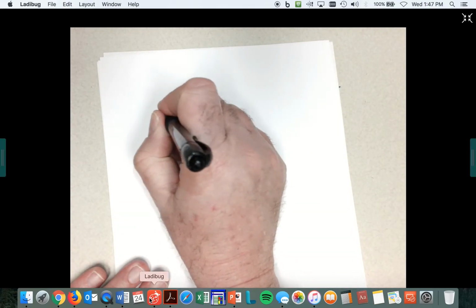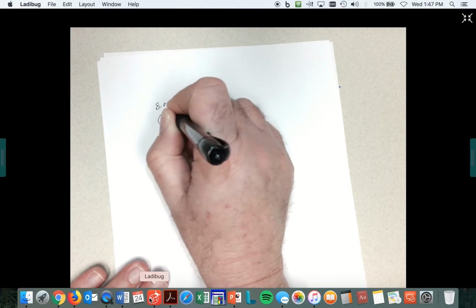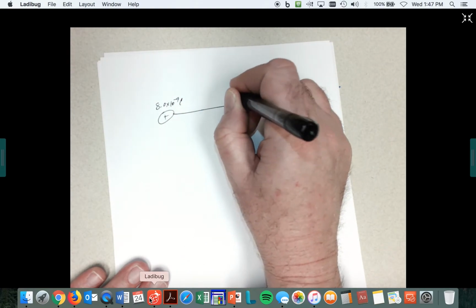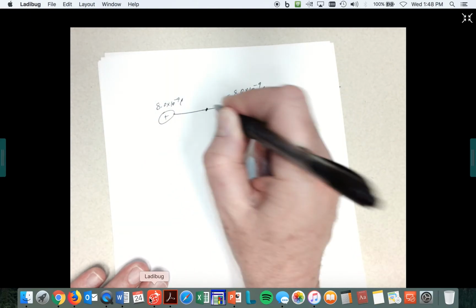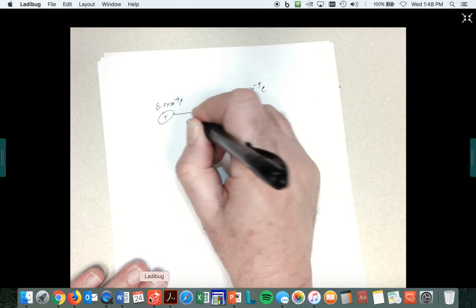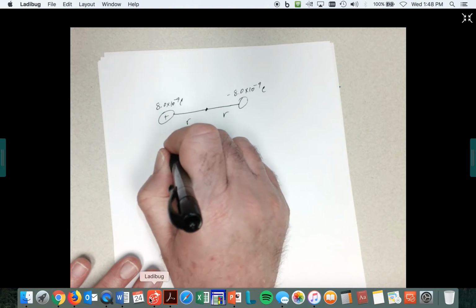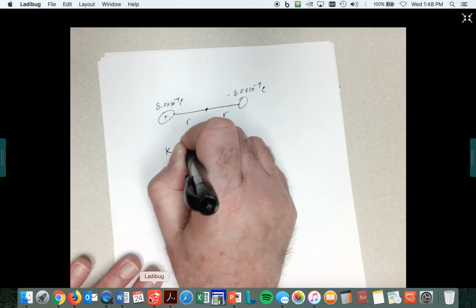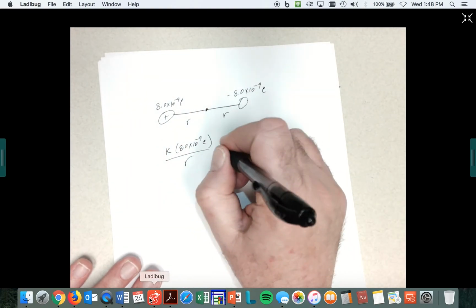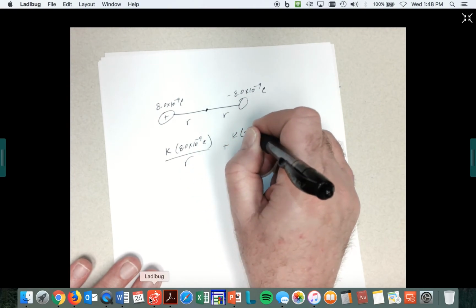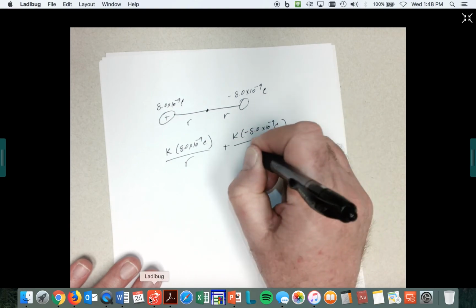I'm just saying, Mother Nature loves symmetry. This is the positive 8.0 times 10 to the negative 9 coulombs. We come out here, and this is negative 8.0 times 10 to the negative 9 coulombs. We take a point right in the middle, and this is R, and this is R. I can just do this algebraically: K times 8.0 times 10 to the negative 9 coulombs over R plus K times negative 8.0 times 10 to the negative 9 coulombs over R.